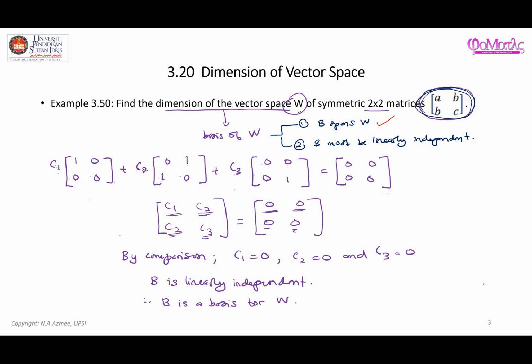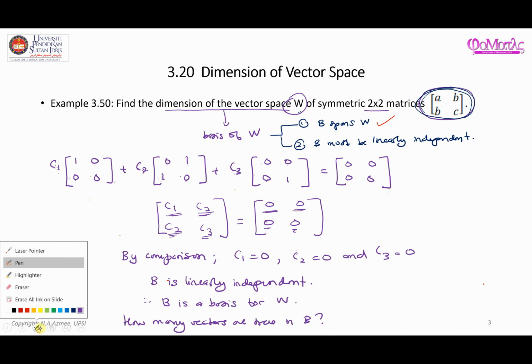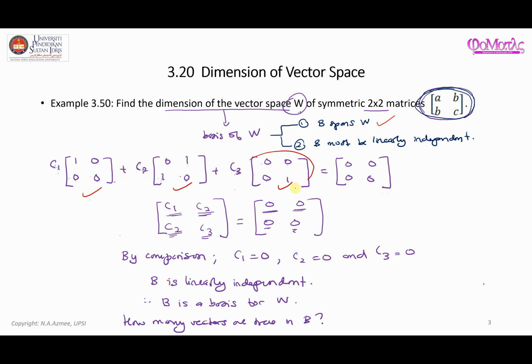So, how many vectors are there in B? We can see that B consists of this one, this one, and this one. Okay, therefore we have 3 vectors. Because of that, the dimension of W is equal to 3.